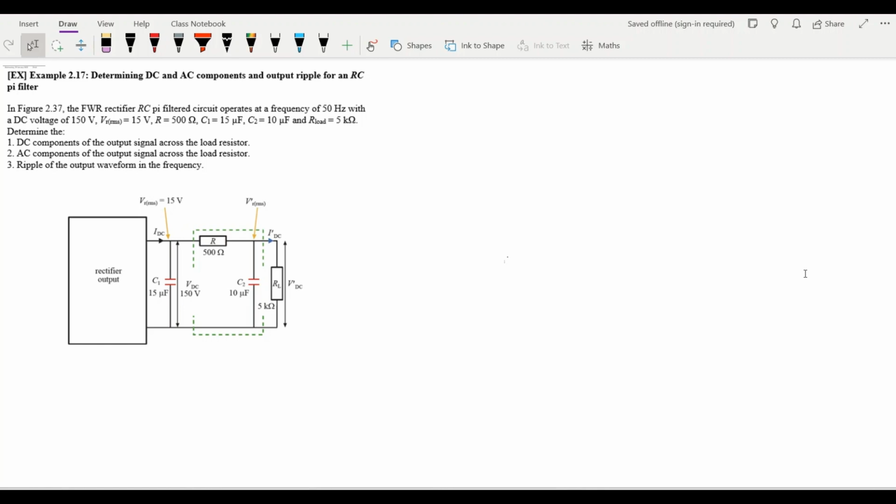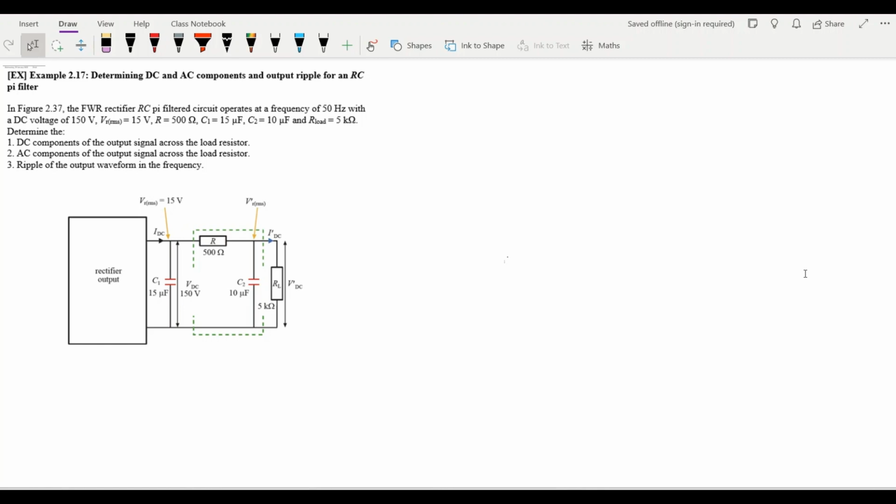Now we need to determine, one, the DC components of the output signal across the load resistor, the AC components of the output signal across the load resistor, as well as the ripple of the output waveform in the frequency. Now, for you to be able to calculate this, you must ensure that at all times you understand the formulas that are provided to you. And in this book, we've ensured that formulas are provided to you in a table form. That table should be used as a guideline for your calculations.